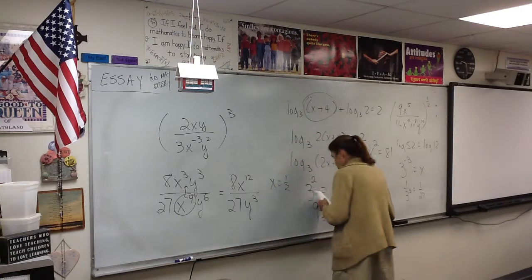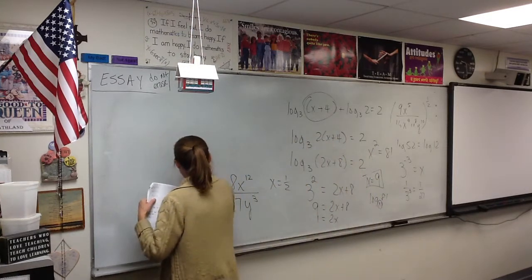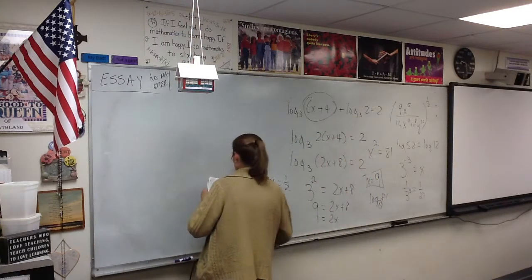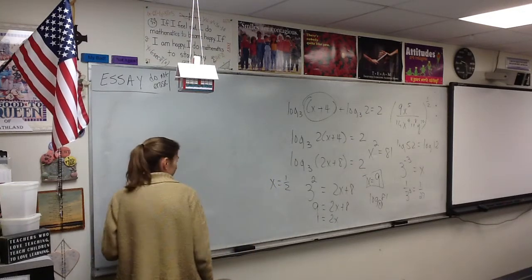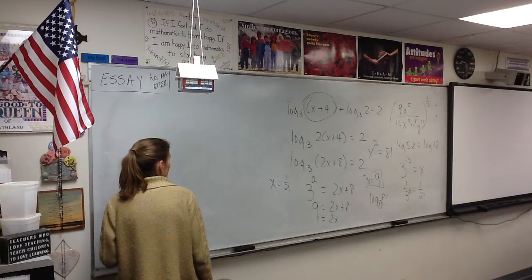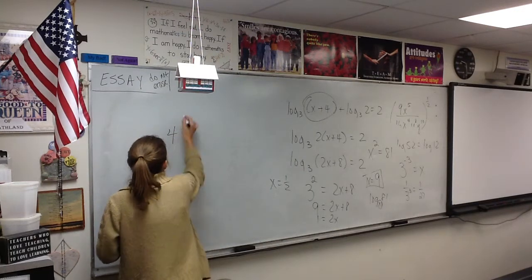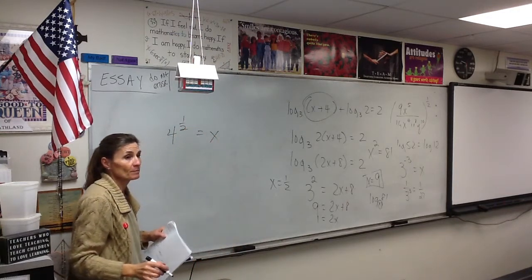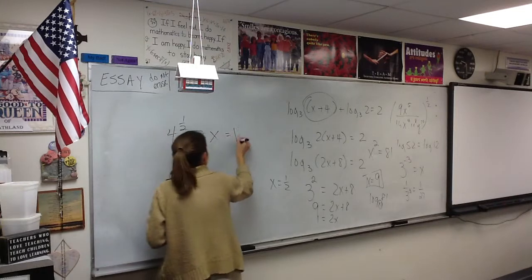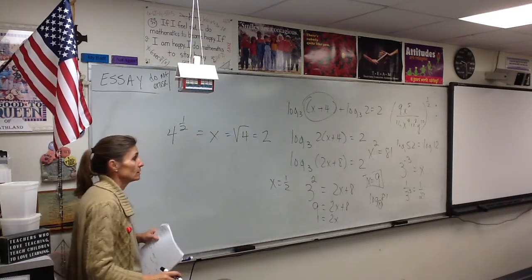Beautifully done. Next one, number 3. You bring the 2 over. So what am I going to write? x squared equals 81? Okay, we just did that one. Wake up and smell the coffee, as my mother would say. So 4 to the 1/2 equals x. Yes. And what does 4 to the 1/2 mean, Tom? The square root of 4. Square root of 4, which is 2. So we would write 2.